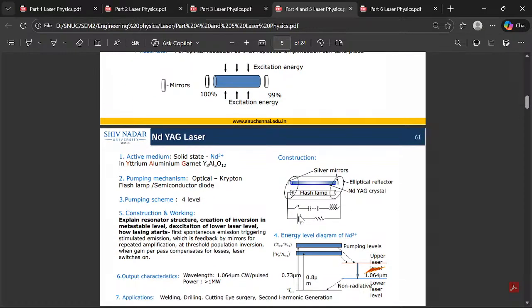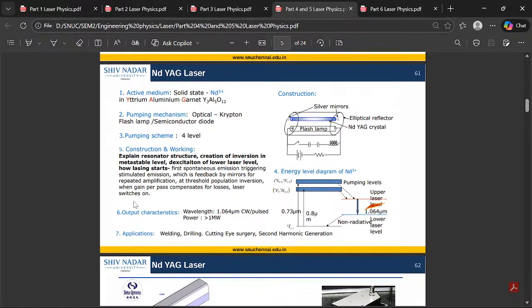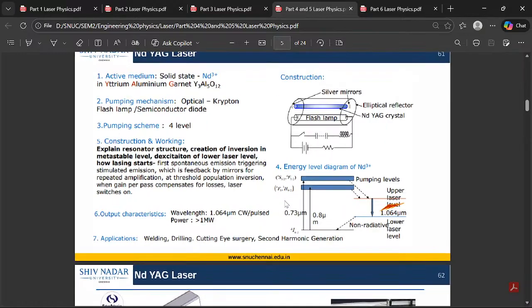So first, let's see about the Nd:YAG laser. So Nd is neodymium, I guess. Then YAG is yttrium, aluminium, and garnet, which has the formula Y3Al5O12. So this laser gets the pumping mechanism of optical krypton flash lamp. The excitation happens with the help of optical pumping mechanism, and the pumping scheme is given as you can see in the diagram. It is a 4 level pumping scheme.